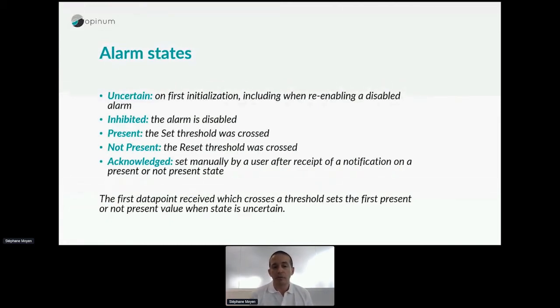Also important to know, the first data point or value that you receive on which an alarm is set and which crosses a threshold, either set or reset, will set the first present or not present state of the alarm. We will see that with an example later on, so don't worry. This will be easier to understand.